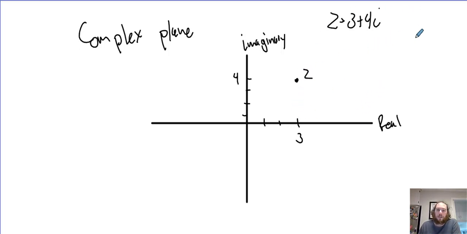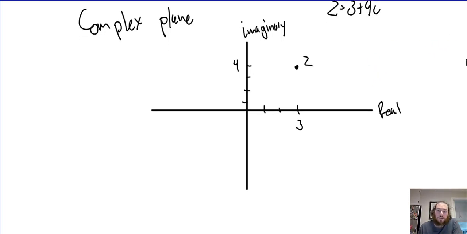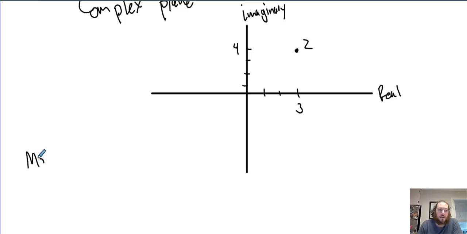Okay? And then what we can do from this is we can look at representing these complex numbers in different ways. So first off, what we can do is we can look at the modulus. The modulus of our complex number is kind of like its magnitude, right?